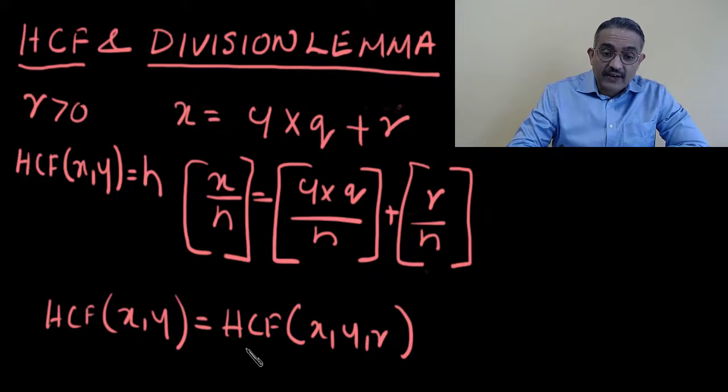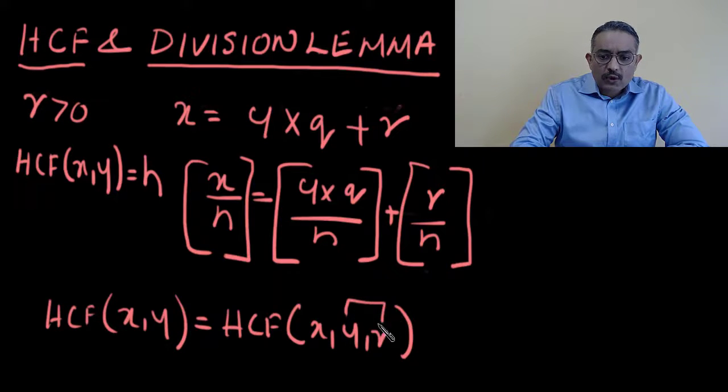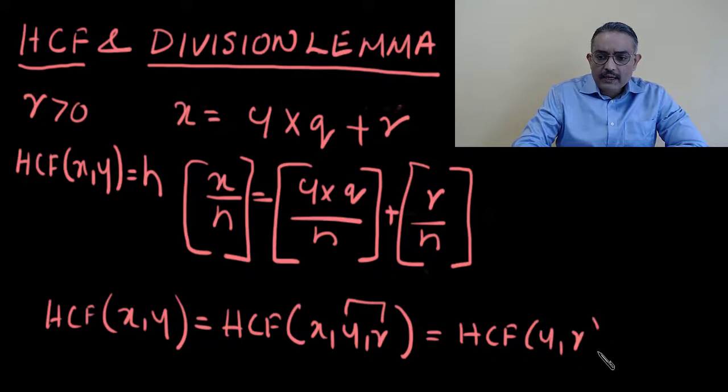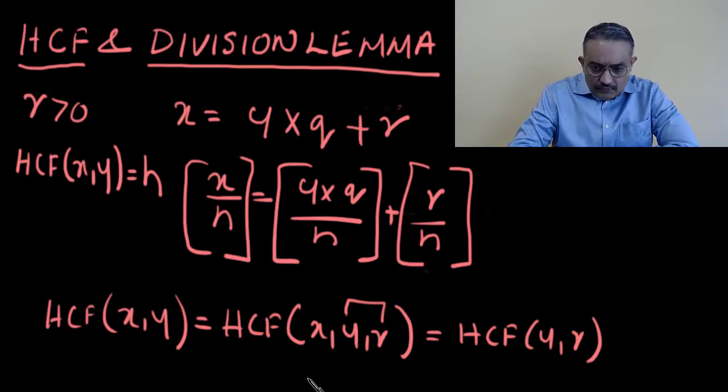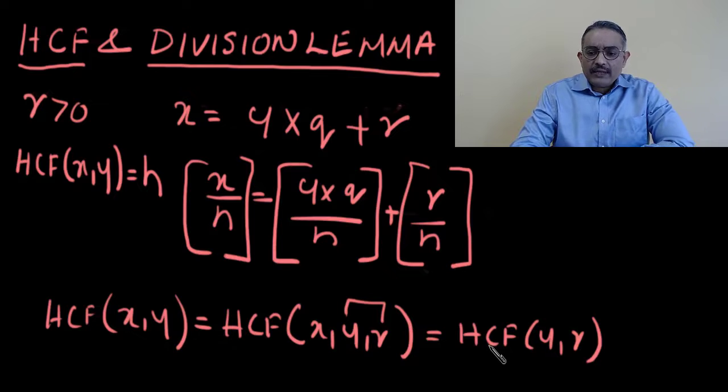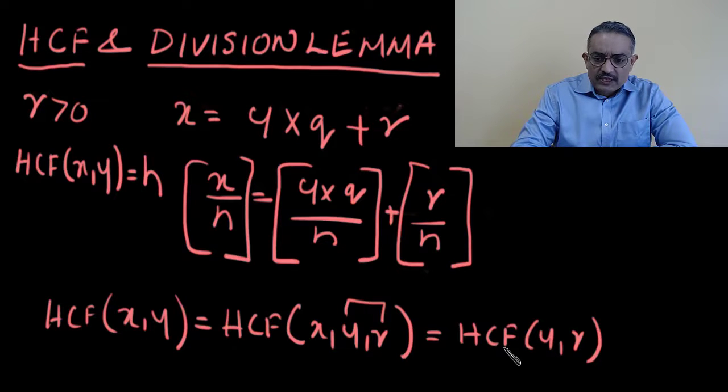Now we can simplify this. Instead of looking at more larger numbers like x and y, we can focus on these smaller numbers, y and r. So this is equal to the HCF of y and r also. So this helps us to calculate with smaller and smaller numbers as we repeat through the various y's and r's. Let's explain that through an example.